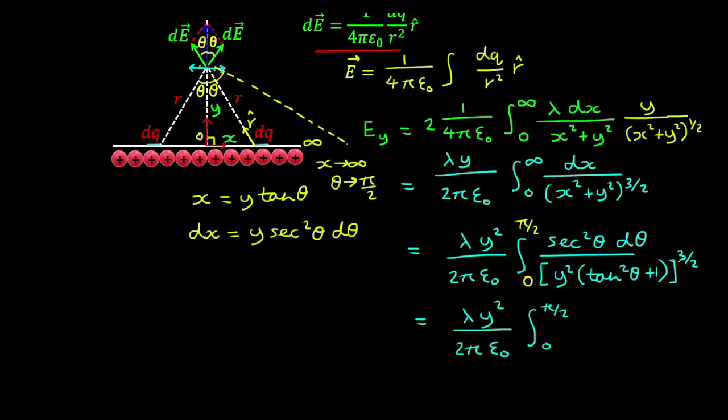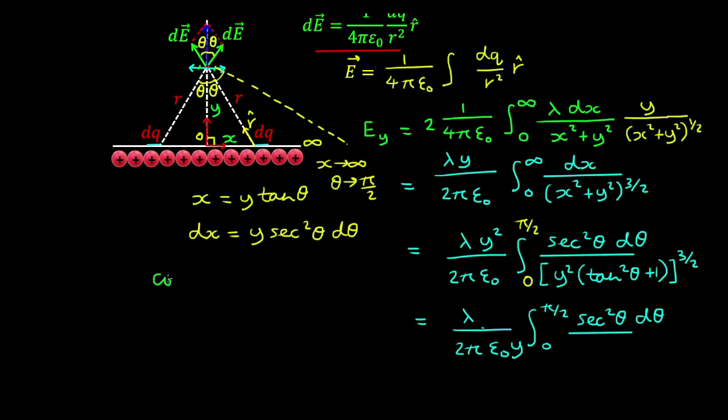So we have y squared to the 3 on 2, which is y cubed in a denominator. So therefore y squared on y cubed will cancel. So we get a y in the denominator. And in the numerator we have sec squared theta. And we're left with 1 plus tan squared theta.